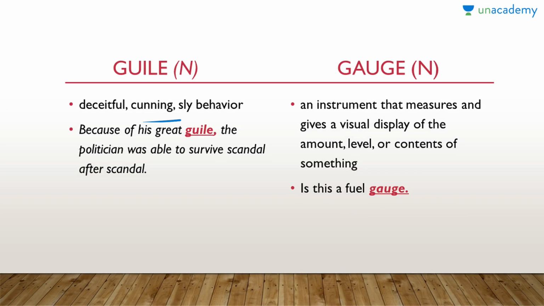Guile is a noun, which means deceitful, cunning, sly behavior. In a sentence it'll read, because of his great guile, the politician was able to survive scandal after scandal. Gauge is a noun, which means an instrument that measures and gives a visual display of the amount, level, or contents of something. In a sentence it'll read, is this a fuel gauge?